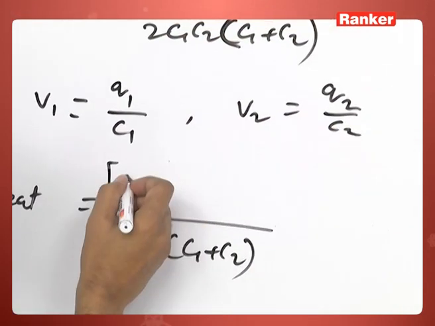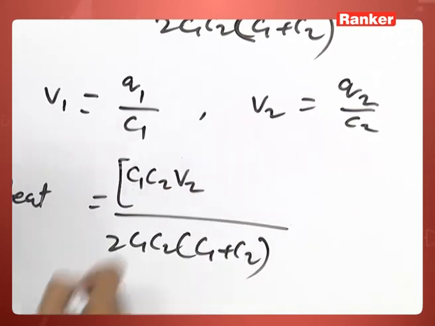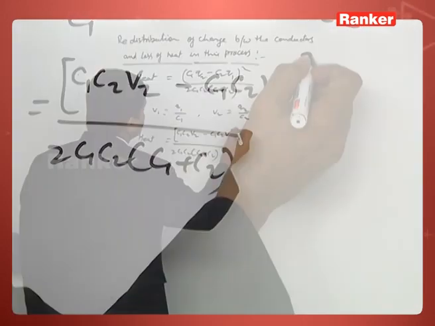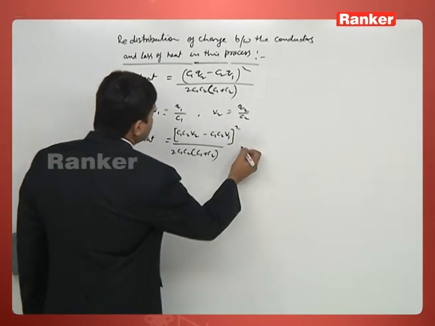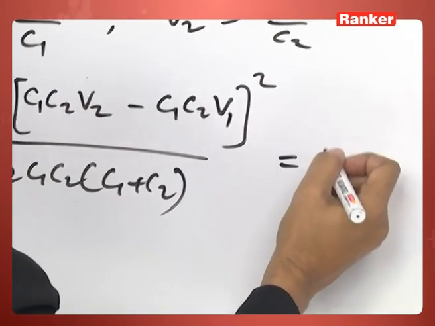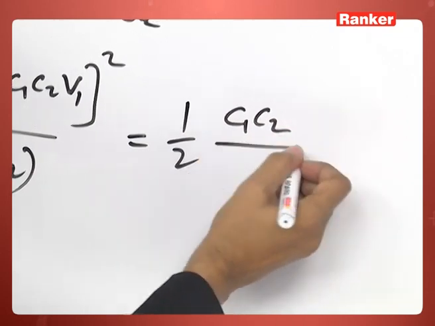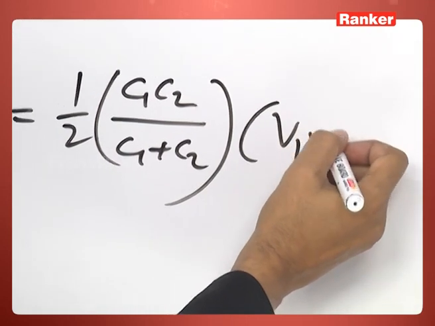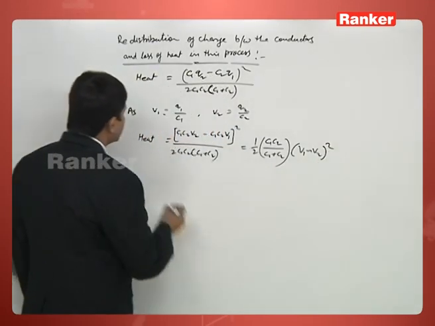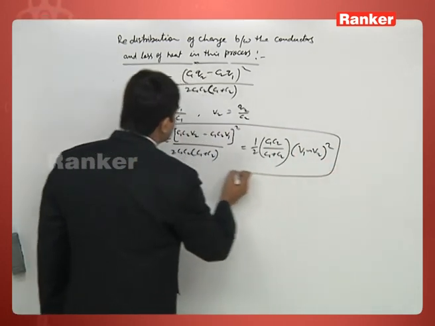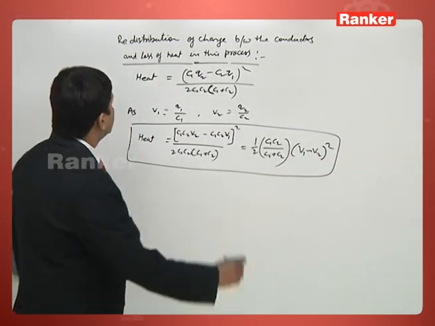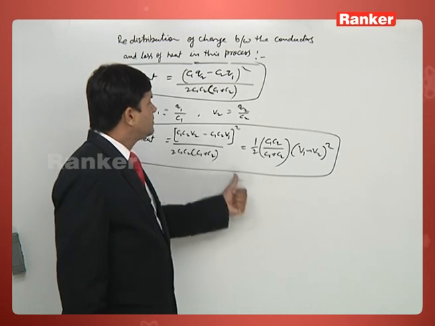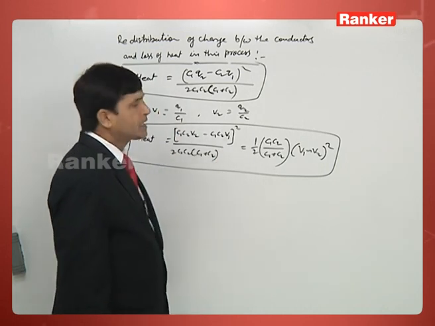The C1 Q2 means here C1 C2 into V2 minus C1 C2 into V1, whole square. Then we can take C1 C2 outside. That becomes 1 by 2 C1 C2 by C1 plus C2 into (V1 minus V2) whole square. In terms of potential, this can be written in this form, and in terms of charge, this can be written in this form. So anyway, we can write the expression and we can calculate the answer.